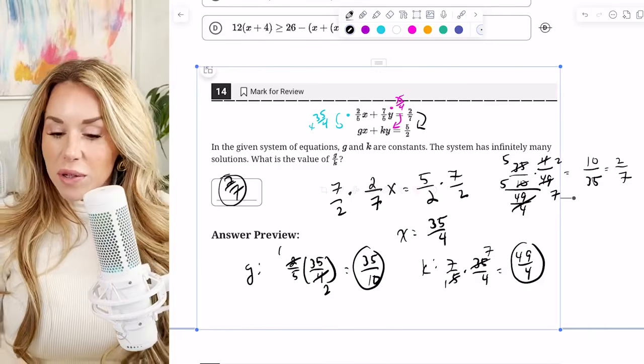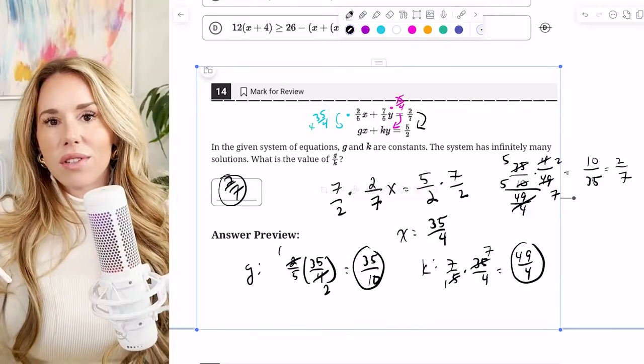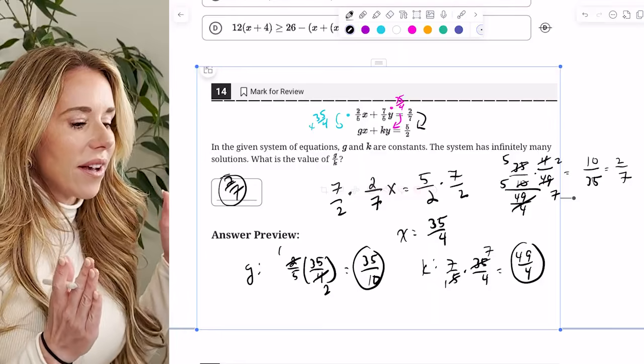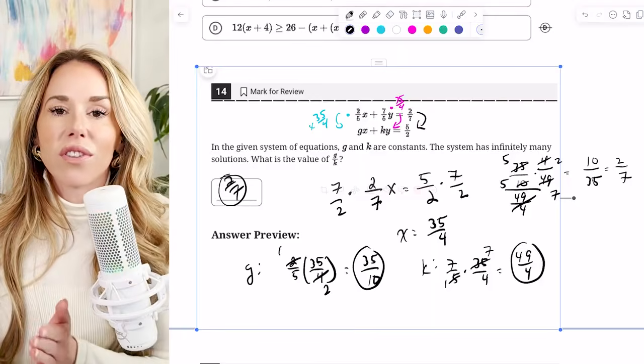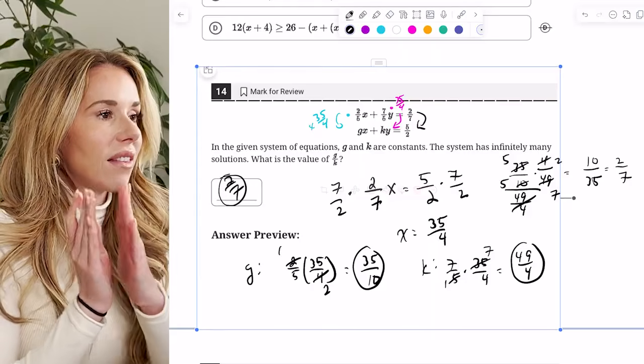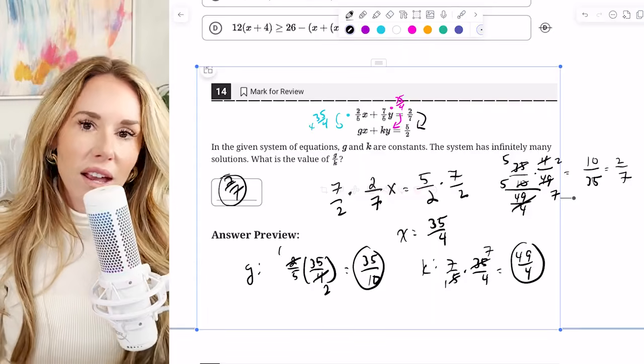Another way you could do that is put it in Desmos. I didn't want to put this one in Desmos because there were 2 constants, which means 2 sliders. And because there's fractions, when you try to move around in Desmos, if your answer is a fraction, it's really hard to get that. You're going to be messing with it a lot. It's just easier to do this one by hand.